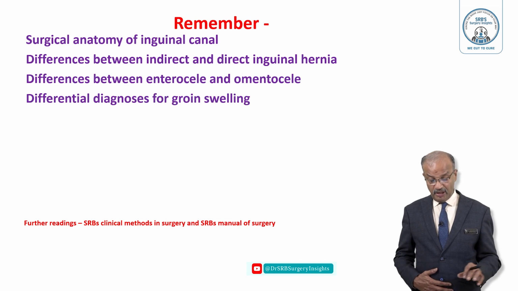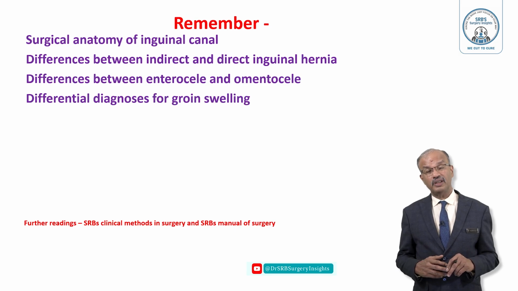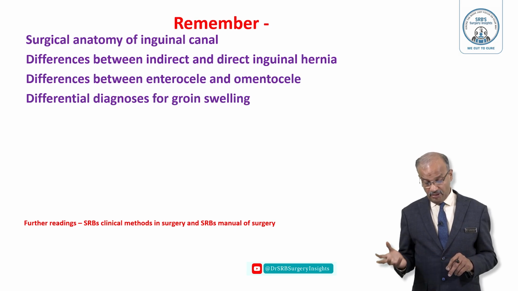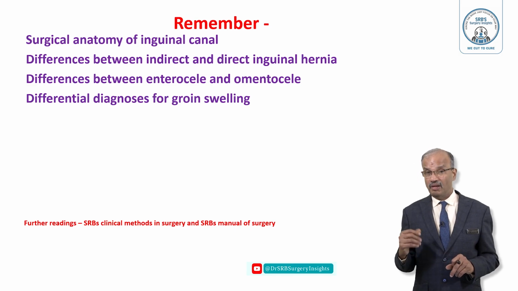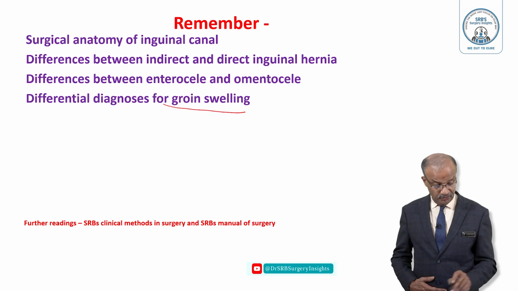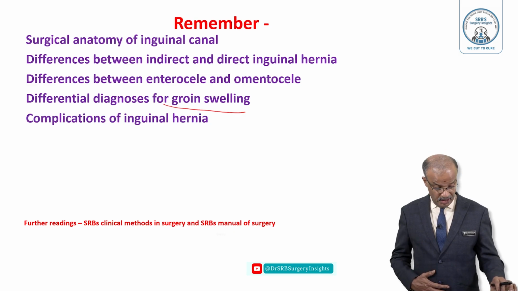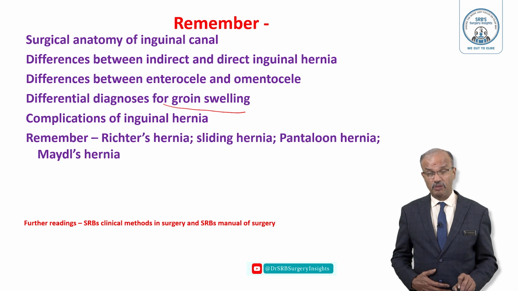Now, enterocele and omentocele. Enterocele contains bowel, it is resonant, there is a gurgling sound, the initial part is difficult to reduce and the later part is easier. Omentocele is the opposite: it is granular, no gurgling, dull on percussion, and the later part is difficult to reduce. Also know the differential diagnosis for groin swelling. The groin is the inguinofemoral region. Complications of inguinal hernia and complications of surgery may be asked in MCQ.